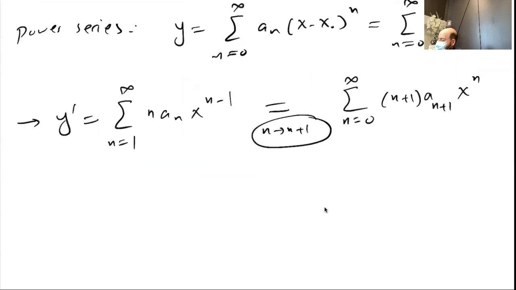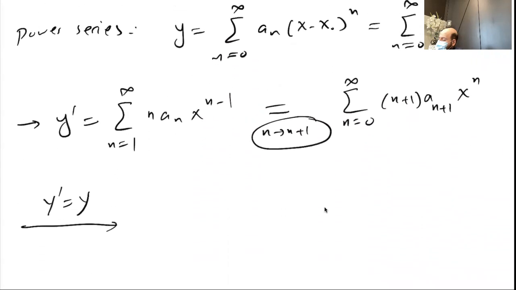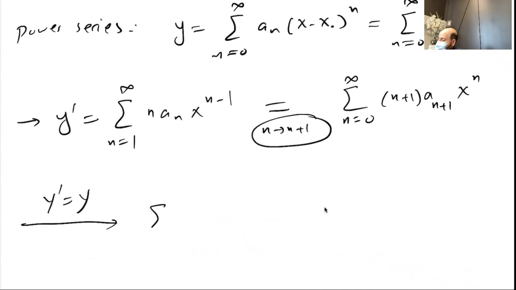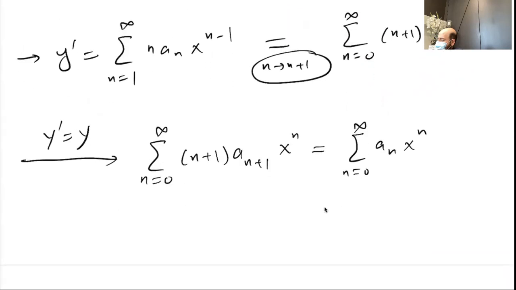Now here, we know y prime must be equal to y. So that is the original ODE. And this is y prime, this is y. So let's equate them. What do I get? Sigma (n plus 1) a_(n+1) x to the power n equals sigma a_n x to the power n, both from 0 to infinity.